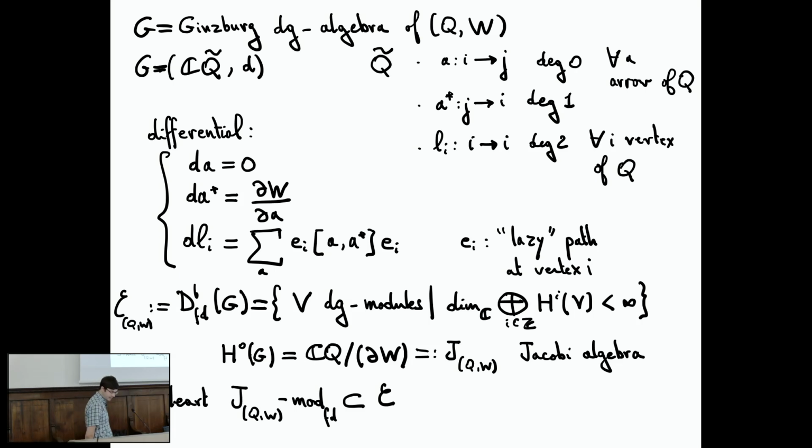And it follows from this fact that inside this triangulated category or DG category, there will be some natural heart, a natural abelian category sitting inside it, which is simply the category of modules over this Jacobi algebra. So for example, if W equals 0, it's simply the ordinary category of quiver representations sitting as an abelian category inside this bigger Calabi-Yau 3 triangulated category.